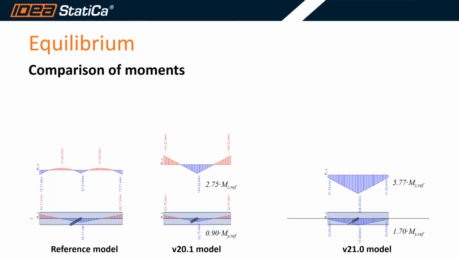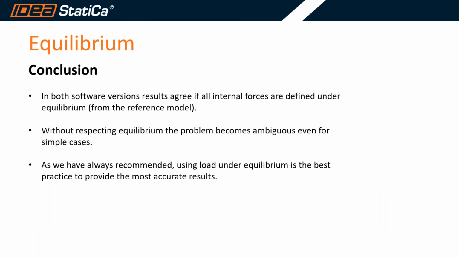So the conclusion is that they are different structures, and this is the reason we need to apply loads in equilibrium, because we need to reflect the results of a reference model. So the conclusion is that in both software versions, results agree if all internal forces are defined under equilibrium from the reference model. However, if you choose to neglect part of these internal forces, then the overall problem becomes ambiguous, even for a simple case like this one.